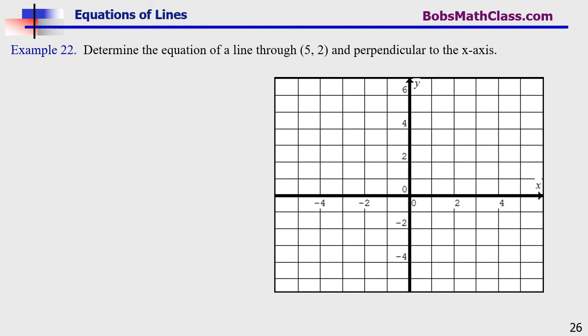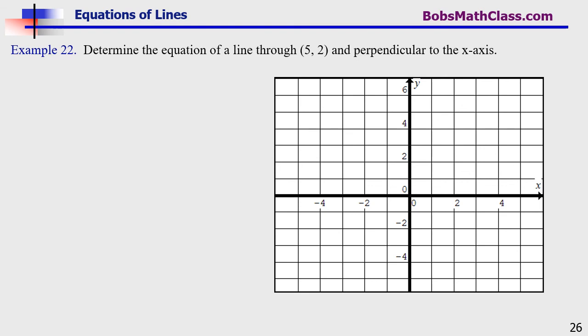All right, last problem. Determine the equation of a line through 5, 2 and perpendicular to the x-axis. The x-axis, that's a little tricky. Well, the x-axis is in the middle going left and right. It's actually a horizontal line.